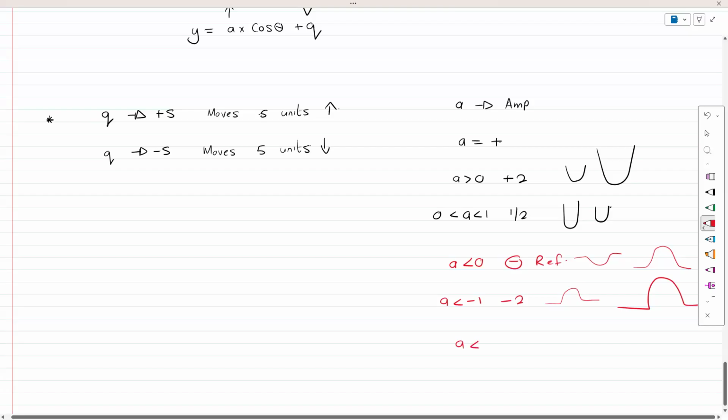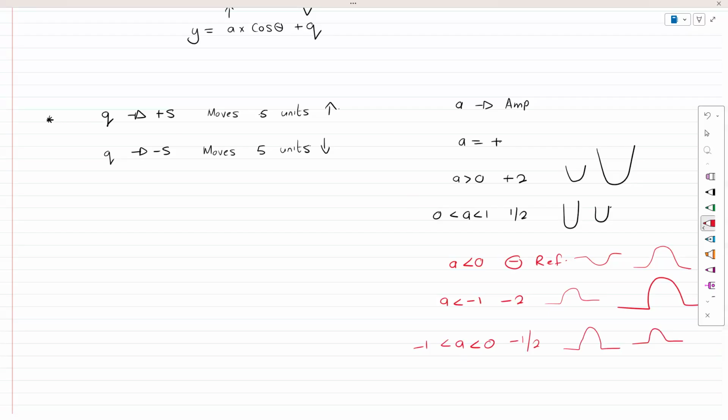When A is less than 0 but greater than -1, maybe like -half, this was looking like that, and now it gets a bit smaller. So remember that negative is a reflection. It changes the graph around. But again, from the textbook, we do have a picture.